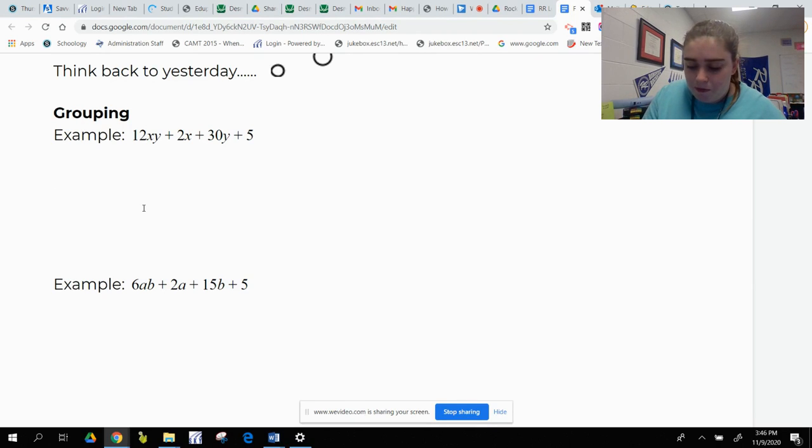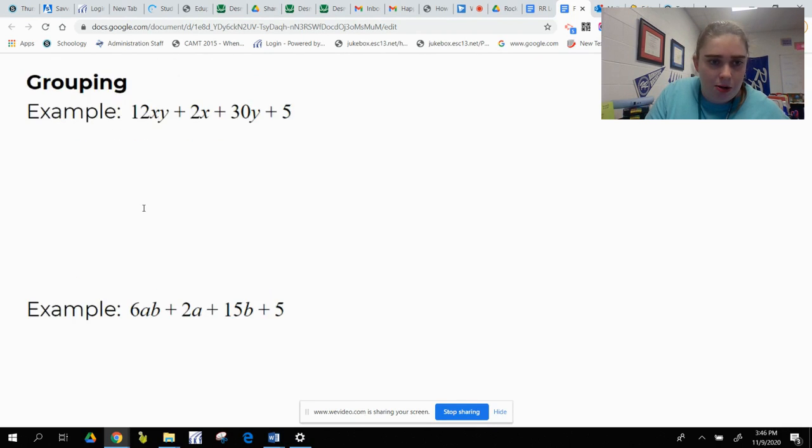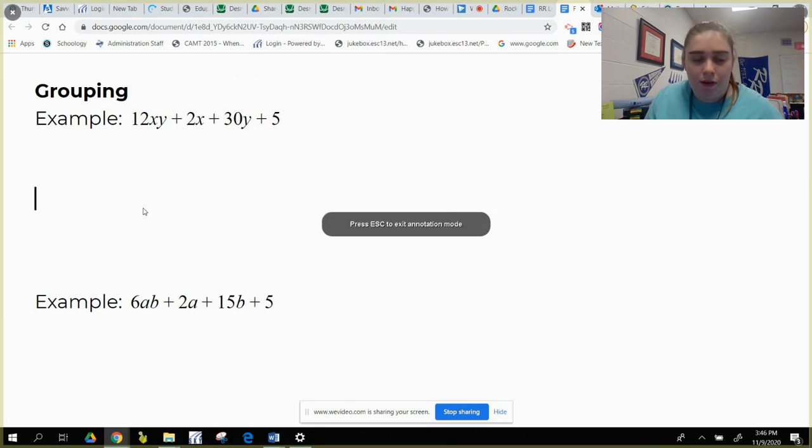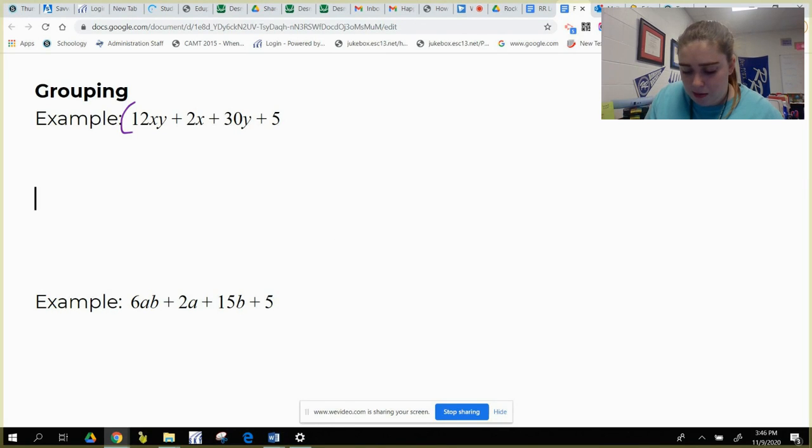Let's zoom in just a little bit more. We're going to take those first 2 terms, the 12xy plus 2x, and make that a binomial, and then take the 30y plus 5 and make that a binomial. If you'll remember yesterday, once we made it into 2 different binomials, the next thing we did is factor those binomials.